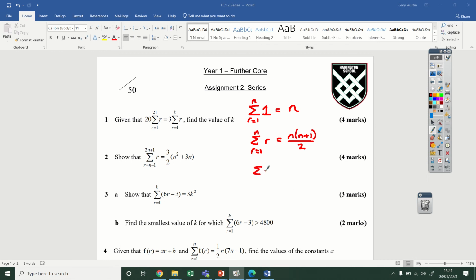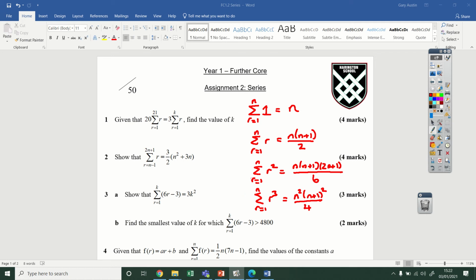Then adding up r squared, so adding up square numbers from 1 to n. Hopefully many of you remember this one. This is n(n plus 1)(2n plus 1) over 6. And then finally adding up r cubed. That gives us, if you remember, it's the previous one squared, quite a nice identity. So you add them up and then square. That's n squared (n plus 1) squared over 4. Okay, so those are the 4 standard results which you're going to be using.